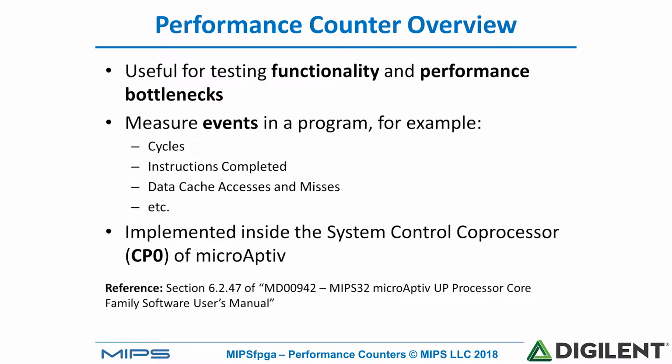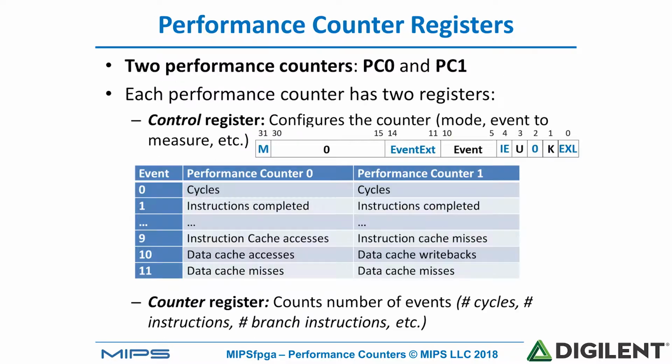Performance counters are useful for testing functionality and measuring performance bottlenecks. So we can measure events such as cycles, instructions completed, data cache accesses and misses, and so forth. Performance counters are implemented inside the system control coprocessor 0 of microAptiv. MIPSfpga has two performance counters available, performance counter 0 and performance counter 1.